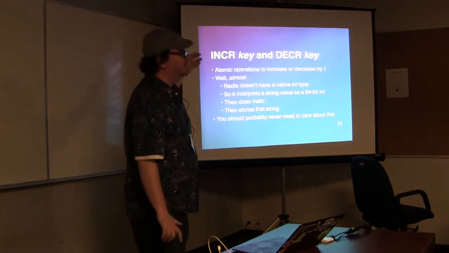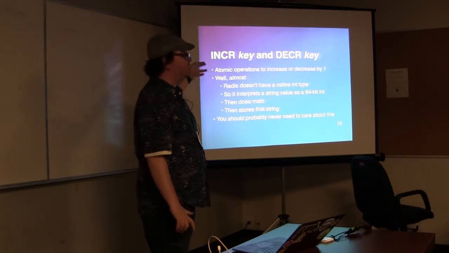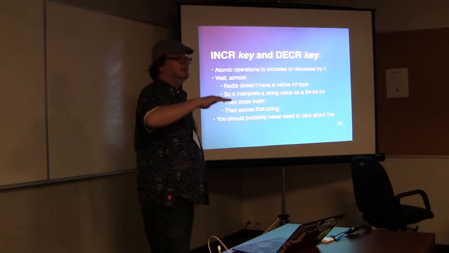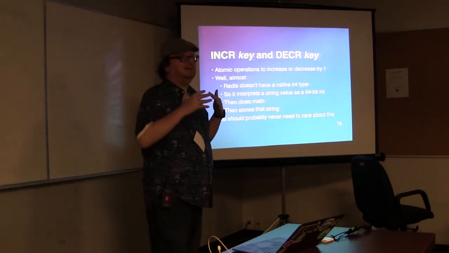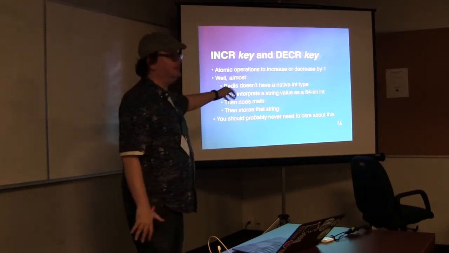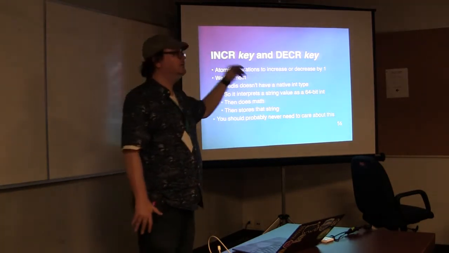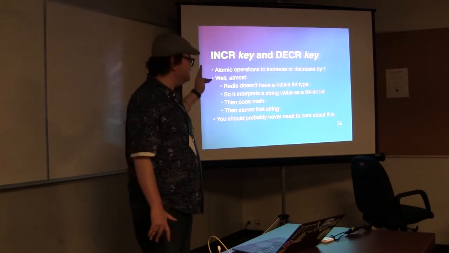And then this is actually somewhat really useful: INCR and DECR. It takes the value of the key and increases it or decreases it by one. Except what it really does is, Redis doesn't really have any internal number data type, so it takes a key, which is a string, interprets it as a number, adds one to that number, and stores the string. You don't care about this, but this is a great way to impress people at really lame parties.